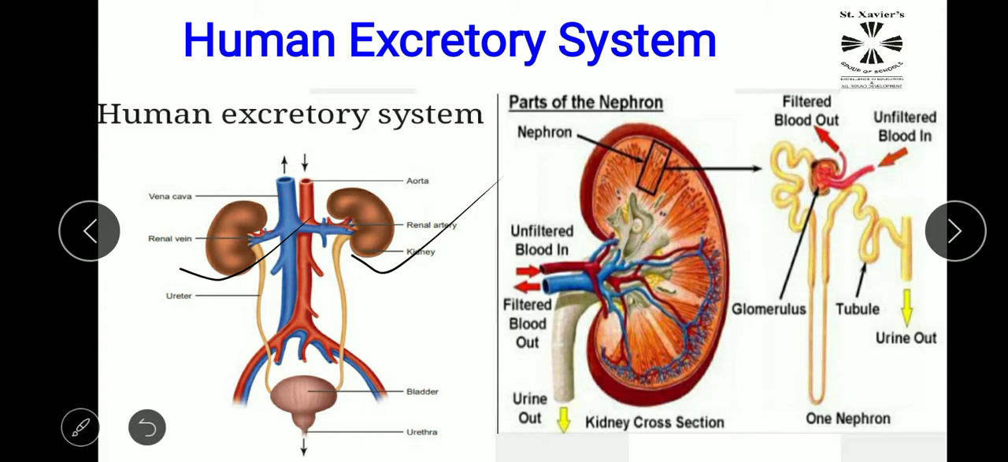This excretory system filters the blood and removes the vestigial parts from the body, students, and they are thrown out of the body. So here, to throw out the vestigial parts and to filter the blood, we have the kidney, that is, we have the excretory system present in our body, students.